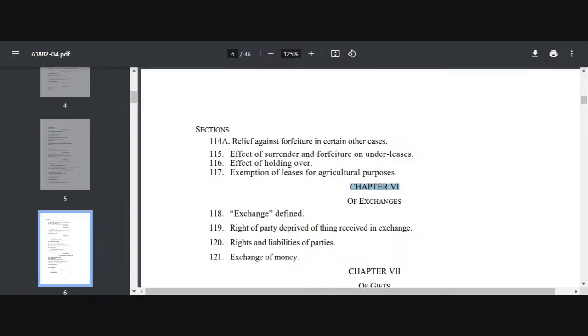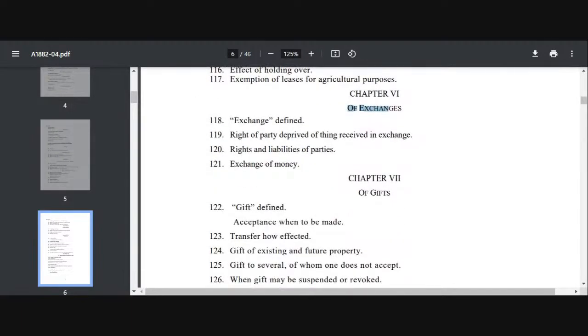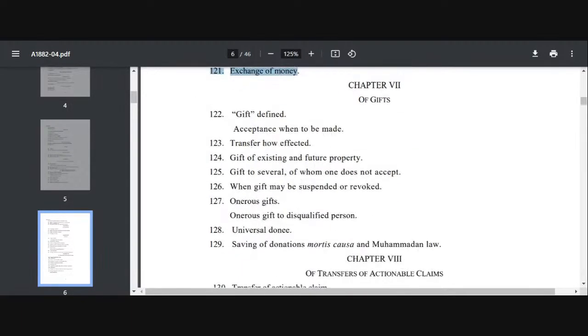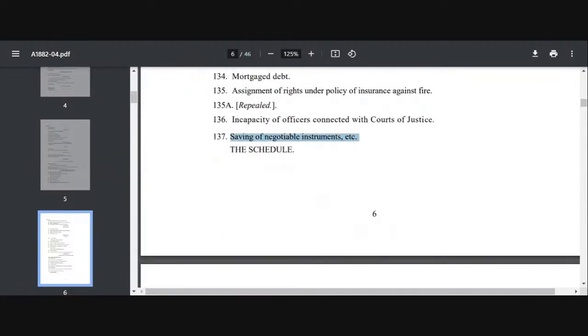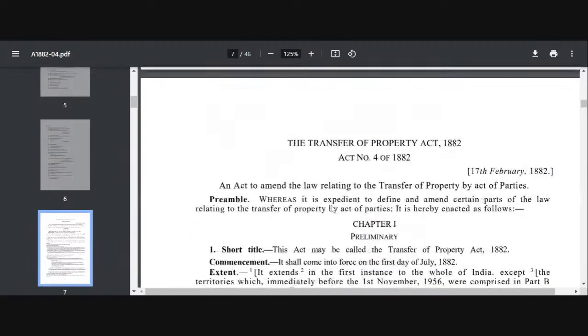We have chapter 6, which is of exchange, which has 4 sections from 118 to 121. We have chapter 7 of gifts, which starts from section 122 till 129. Chapter 8, the last chapter, is of transfer of actionable claims, starting from section 130 till section 137. And then we have the schedule. So this is the scheme of this Act, how the Act is divided into 8 chapters and 137 sections.